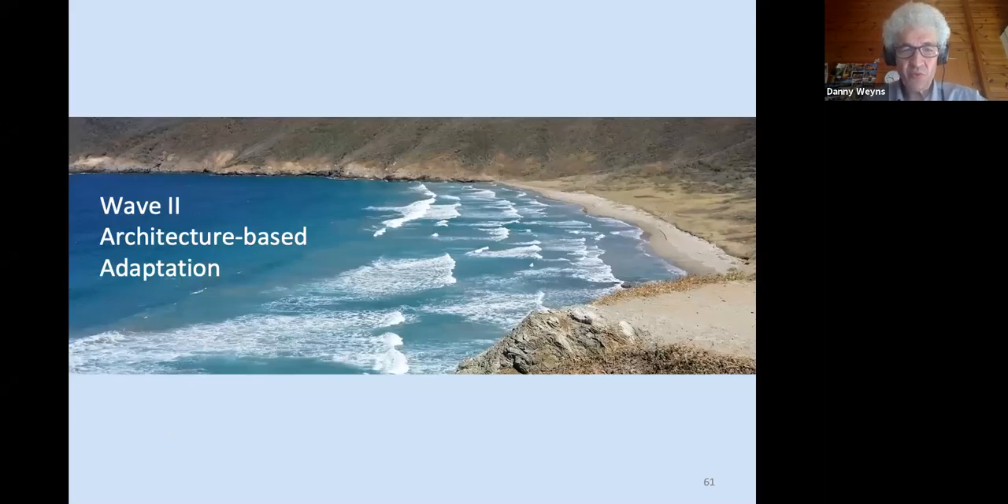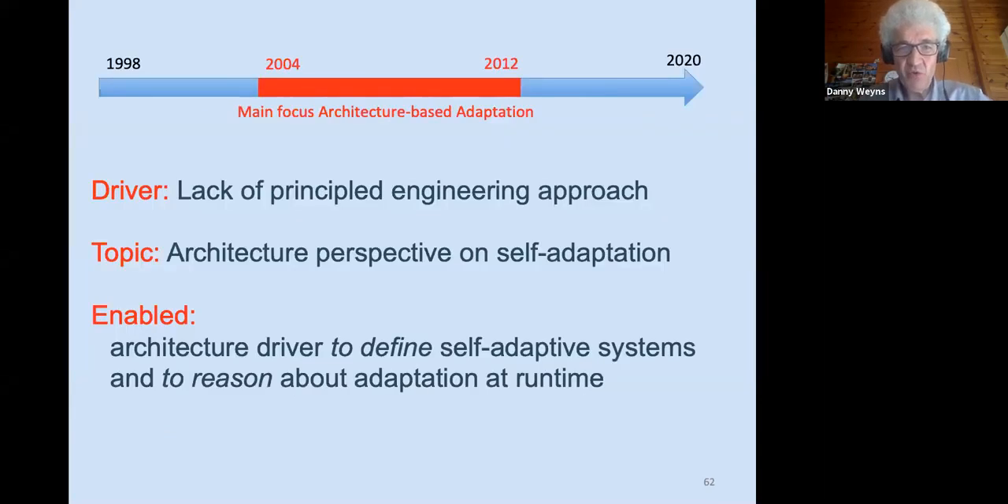Let us now look at wave 2, so-called architecture-based adaptation. Wave 2 emerged around 2004, and it went on for about 8 years. I mean, when I show these red bars here, it's not exact, it's the main focus. So the driver for this wave was how do we engineer these systems? Because the ideas that were presented in the first wave were kind of fuzzy, but we needed, of course, engineering methods to engineer these systems. And then the perspective of architecture was crucial in this view.